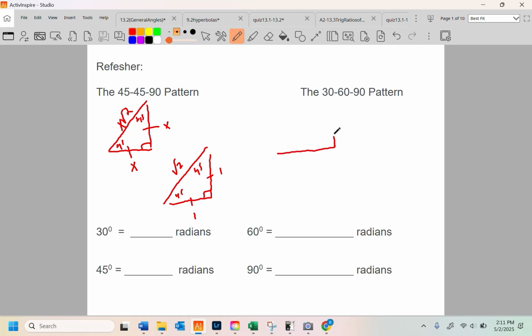And the 30-60-90 pattern is X, 2X, X root 3, with the short leg X opposite of 30 degrees and the long leg X root 3 opposite of 60. And in this particular section, I like to use the numbers 1, 2, and root 3.